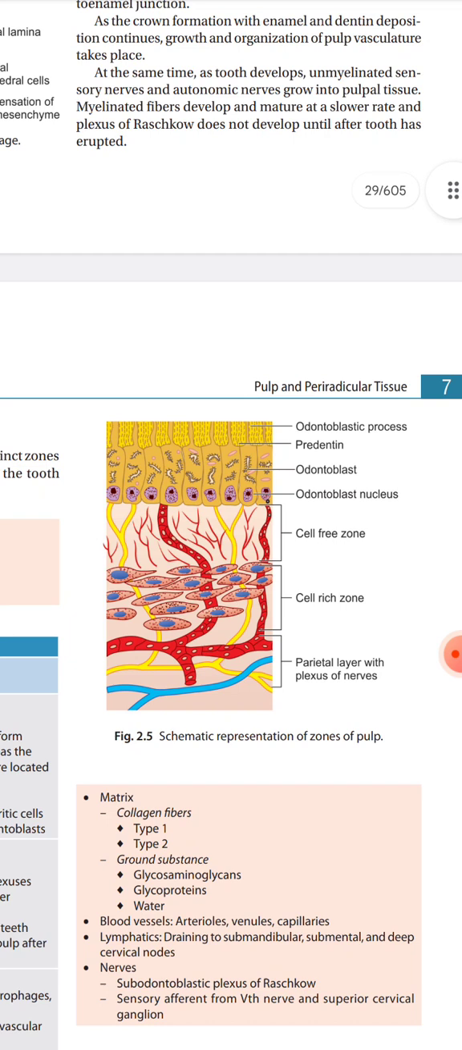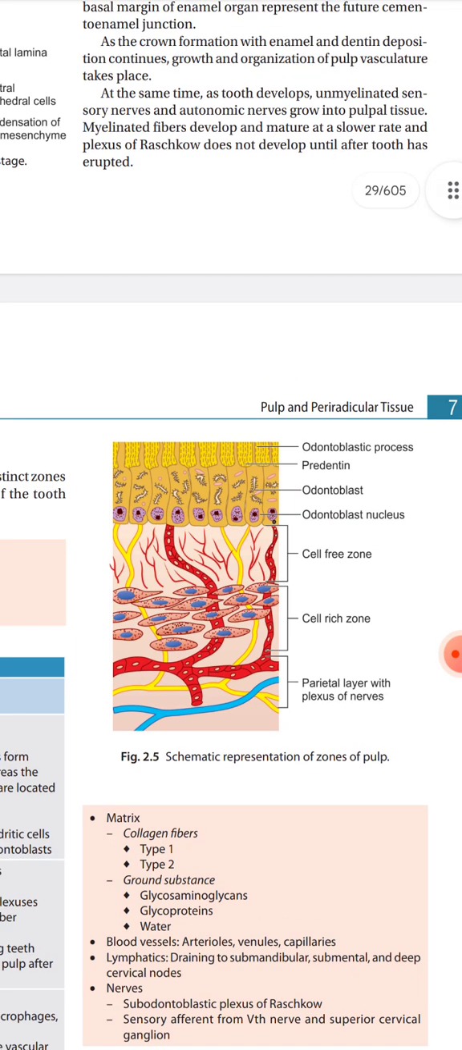This is the diagram of the zones of the pulp. The first is the odontoblastic process around the periphery. Second is the predentin. There is the odontoblast and the odontoblastic nucleus. The next layers are the cell-free zone and the cell-rich zone, whereas the capillaries are around here, and a brighter layer with a plexus of nerves.